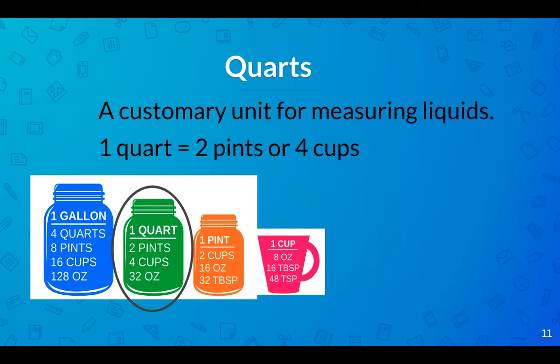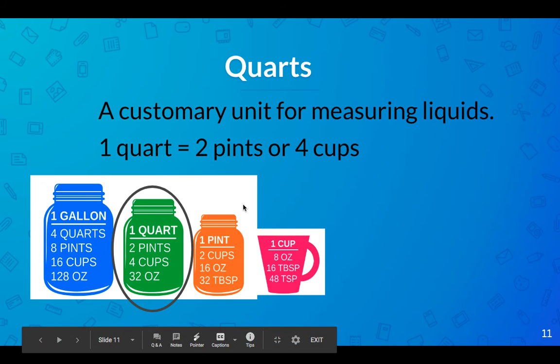We have quarts, a customary unit for measuring liquids. Okay, 1 quart is 2 pints, so 2 of these orange containers, so 2 pints, or 4 cups, so 4 of these. Okay, so 2 pints or 4 cups, they both equal 1 quart.